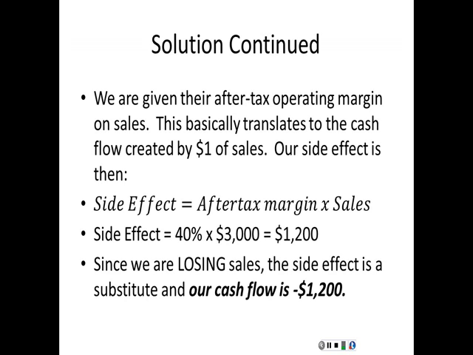So to measure the side effect, we take the 40% margin times the $3,000 in lost sales. Remember, it's all incremental here. So the gardening shop hurts sales of the hardware store by $1,200 per year. This is a negative. So when we do our cash flow equation, we'll have negative $1,200 for our side effect.